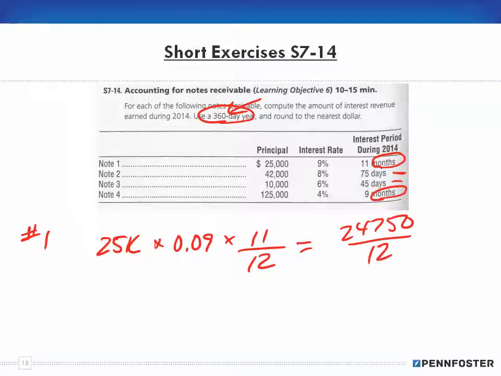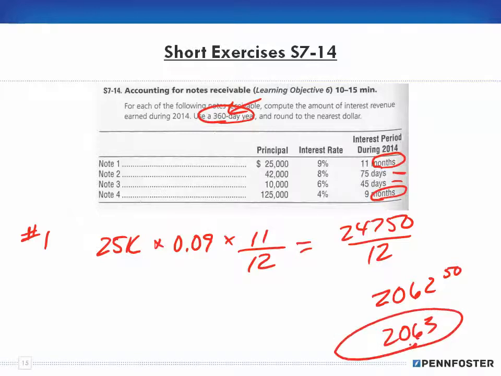And that actually comes out to $2,062.50, and it says round to the nearest dollar, so it's $2,063. Okay, so that is the amount of interest on that note. Now that's one way of doing it, and that's the easiest way of doing it, because remember, any whole number is over 1, right? And then this is just basic math.